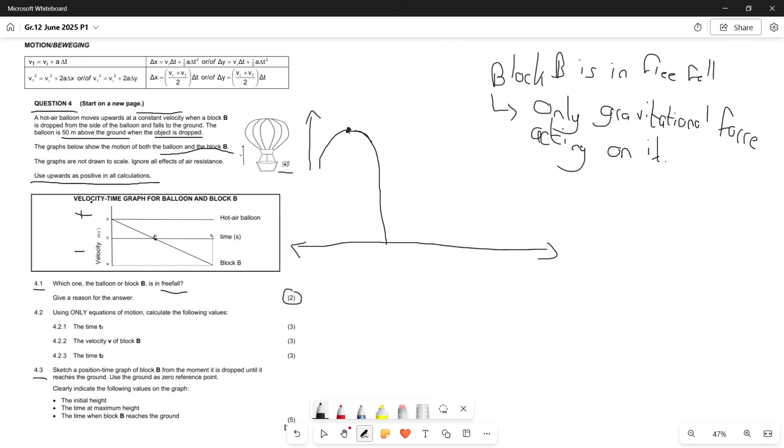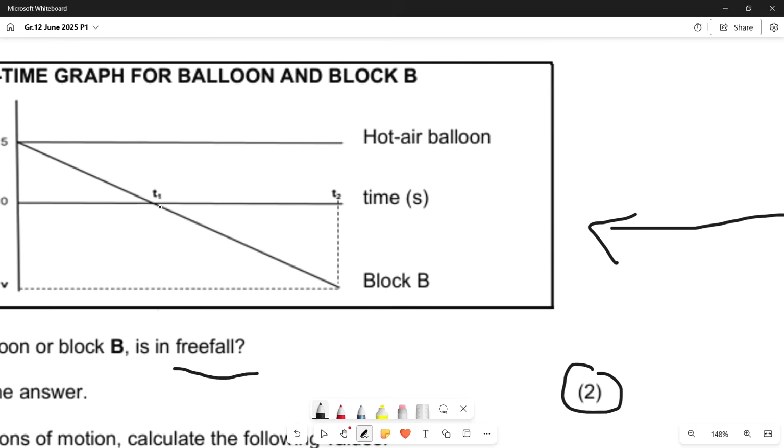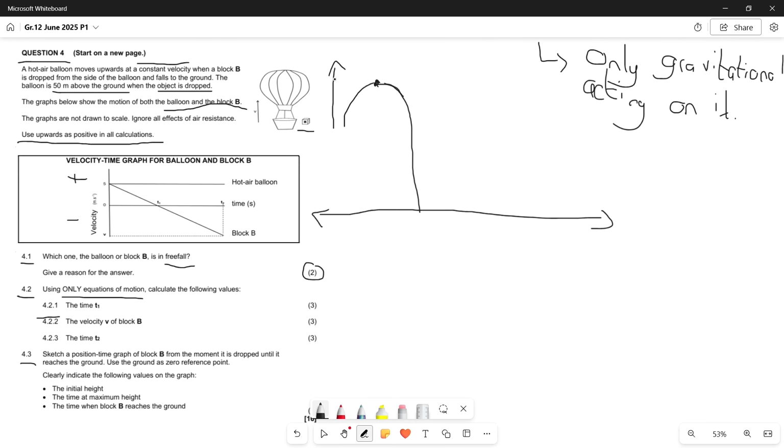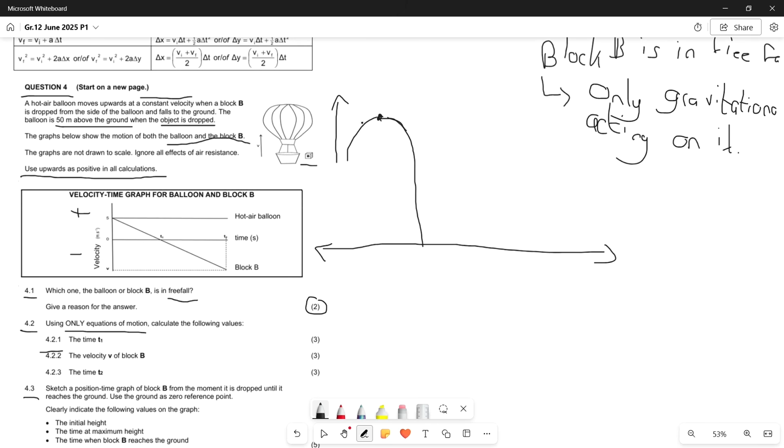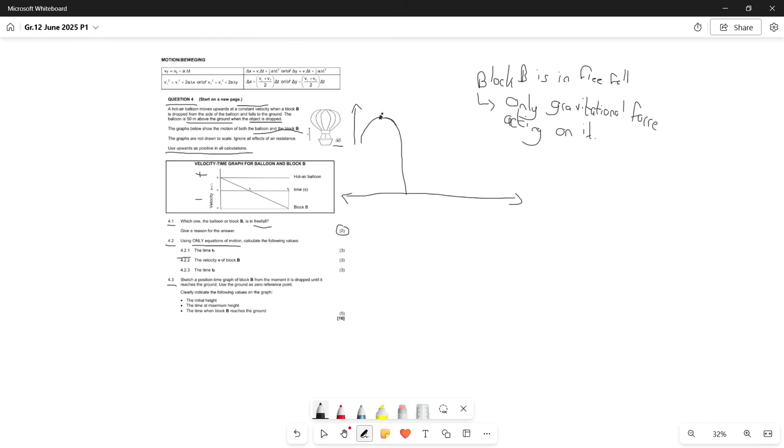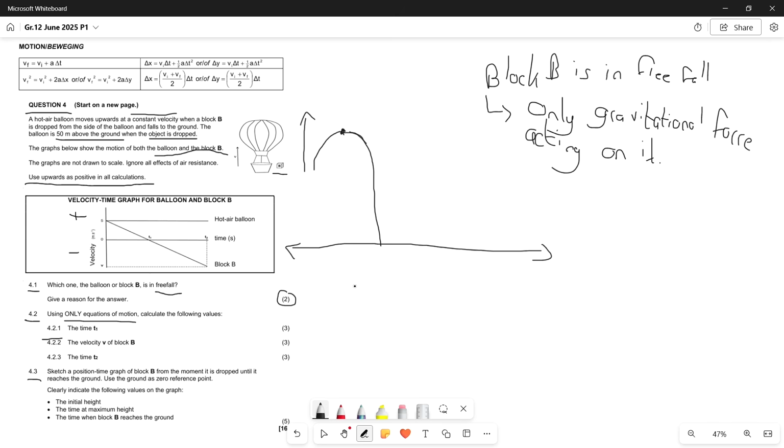We understand a bit more what is happening in this question. And then 4.2 says using only equations of motion, calculate the following values. Okay, so we have our equations of motion up here, and 4.2.1 asks for the time t1. If we zoom in, t1 is the point when it reaches 0 here. So it means it has an initial velocity and its final velocity will be 0. So it is always important to write down what variables we have.